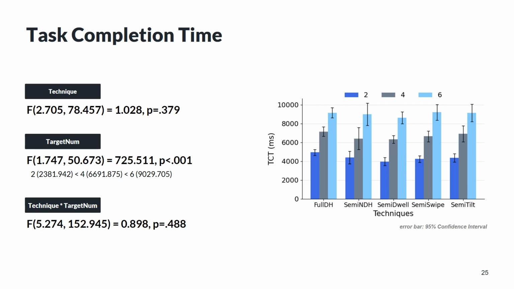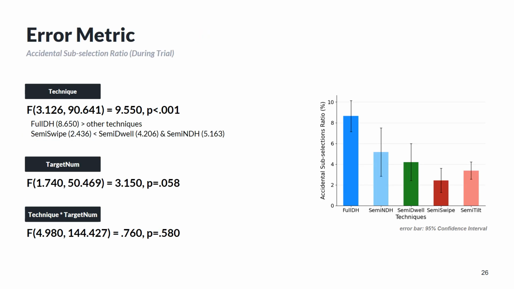We used repeated measures ANOVA on the collected data, and the results of test completion time showed only a main effect of target number, but there was no difference between techniques. This shows that as the number of targets increases, users spend more time to complete multi-selection. For the error rate metrics, there was only a significant main effect of techniques.